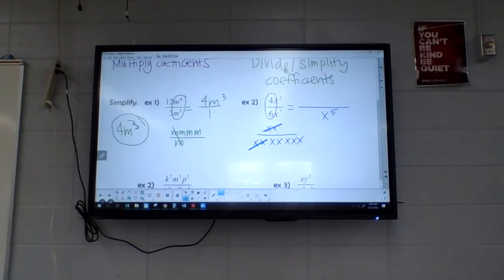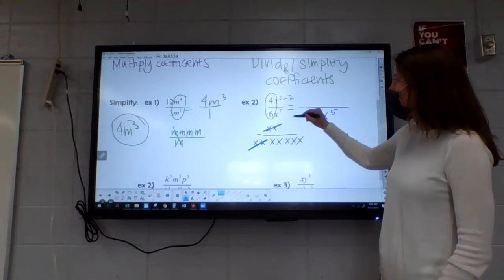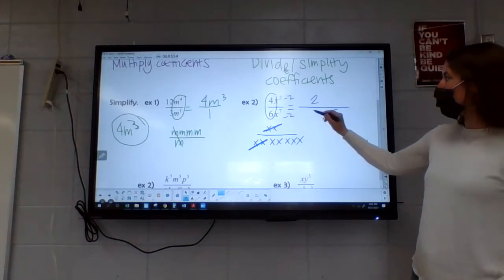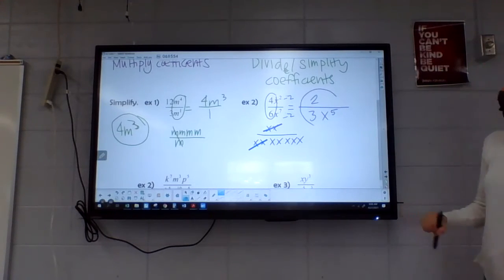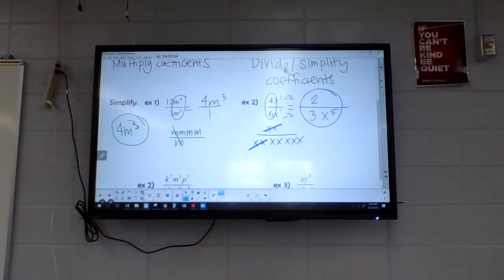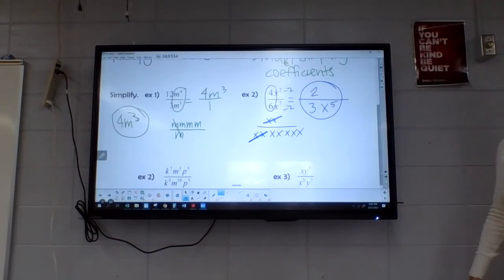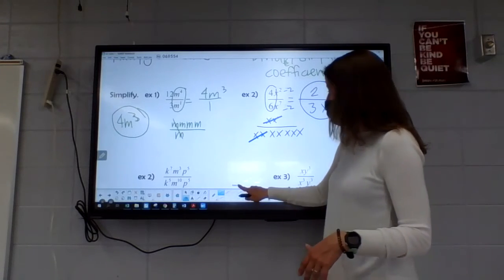How about 4 over 6? Simplifying that like our warm-up, what can those both be divided by? 4 and 6 by 2, yep. So 4 divided by 2 is 2, 6 divided by 2 is 3. So this ends up being my fraction. It's really important to show that the x to the 5th is in the bottom of the fraction and not on the top. Okay? Any questions on those? We'll do a couple more together, and then we're going to do a little bit of practice.